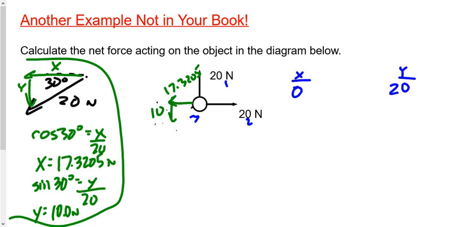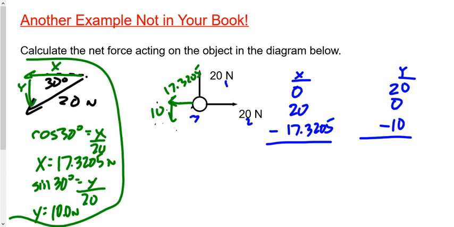Now, Taylor, the x component of the second one right here would be what? 20, good. And the y component would be 0, good. And the x component of the third one, Janae, would be what? 17.3205, is that right? But negative, yeah. And the y component would be negative 10.